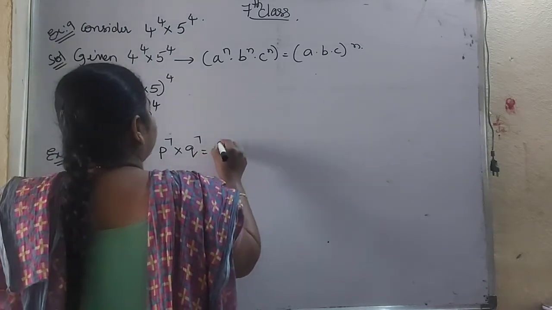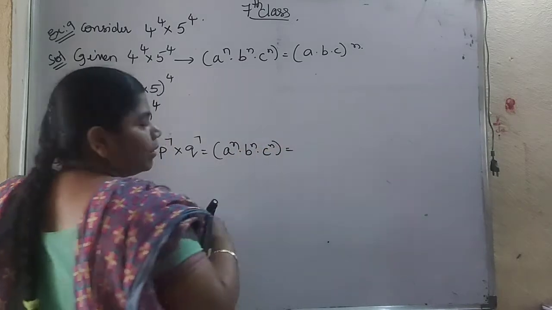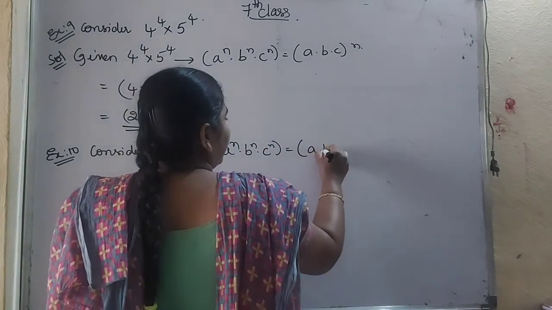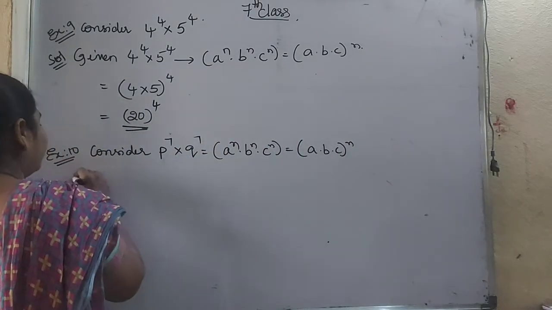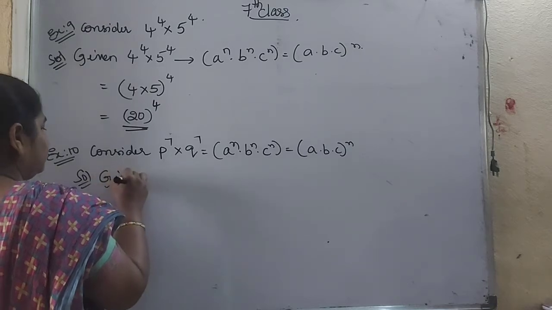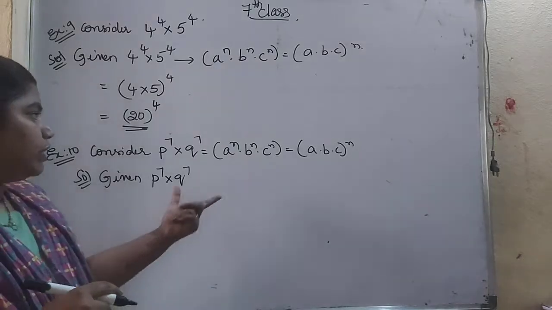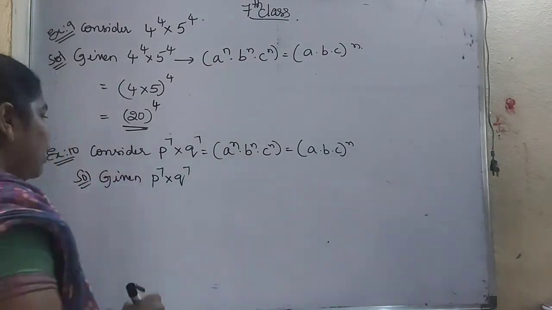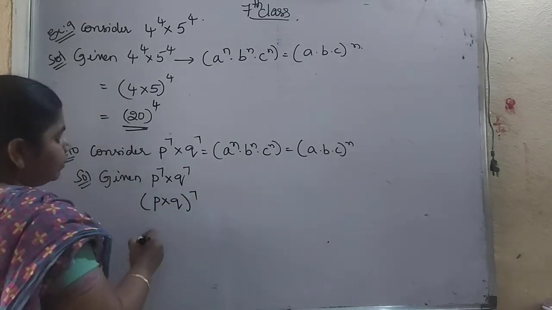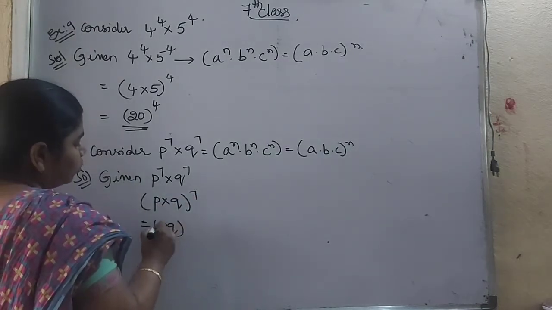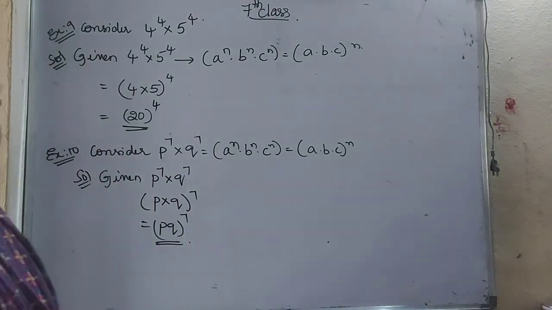So what can we write? a power n into b power n into c power n can be written as (a b c) whole power n. They have given it in this form, we have to convert it to this form. That is, we can write (p into q) whole power 7. p into q is nothing but pq, whole power 7. So this is our result for the 10th example.